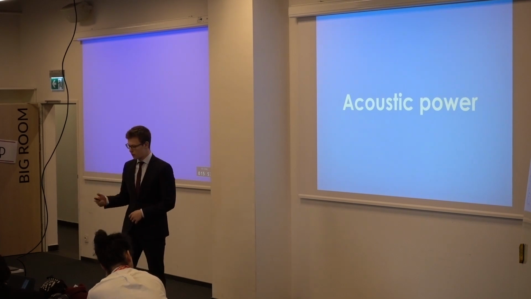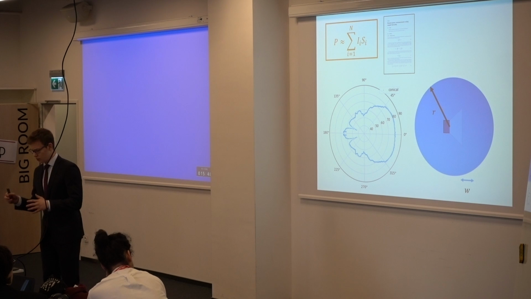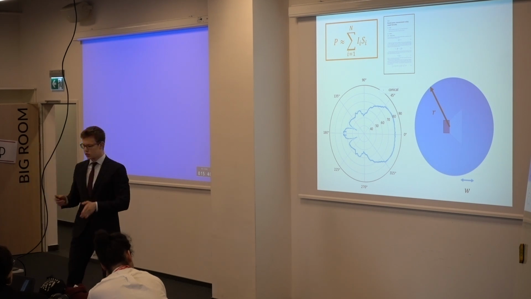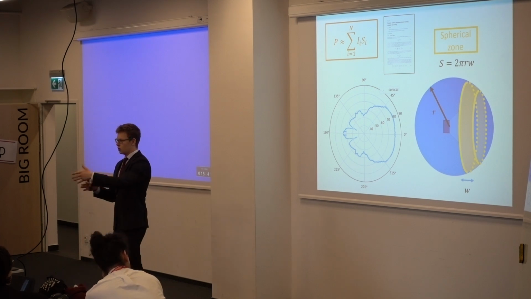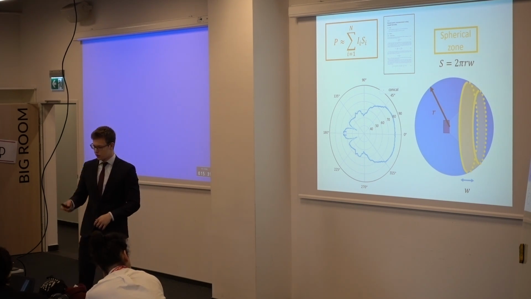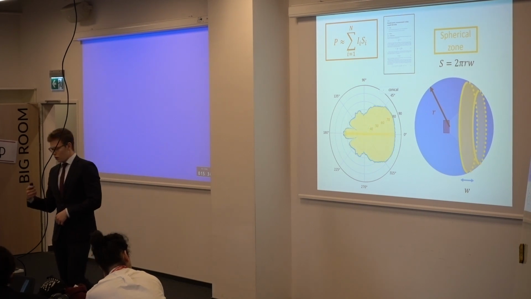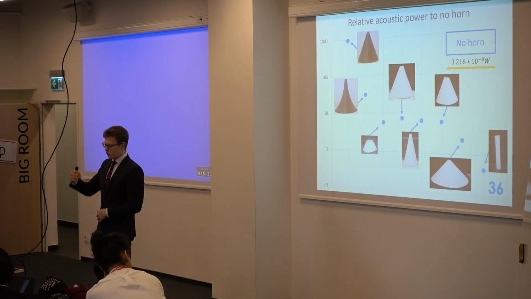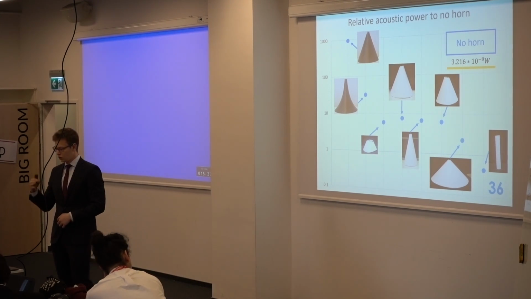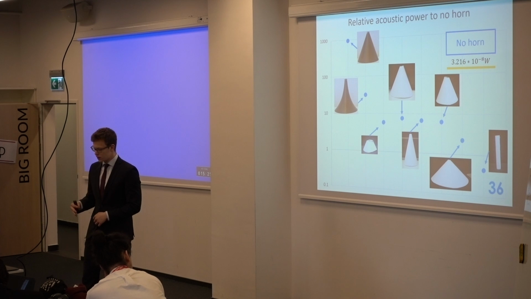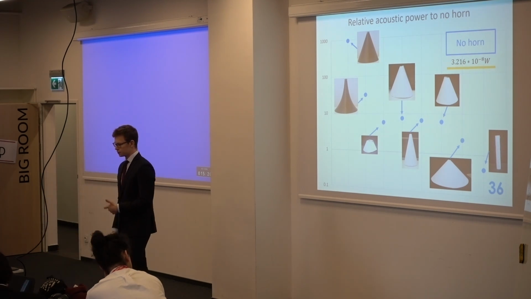Okay, now that we have polar plots of the intensity over angle, we can use this to calculate acoustic power. We assume that a small change in distance can be calculated as a spherical sector for the surface around the speaker. Therefore, we could calculate the intensity of the sound. We did this and plotted a graph of relative acoustic power to a no horn setup, where we can see that a plastic cone has the highest acoustic output relative to a no cone setup.